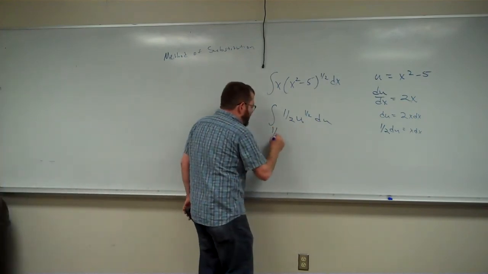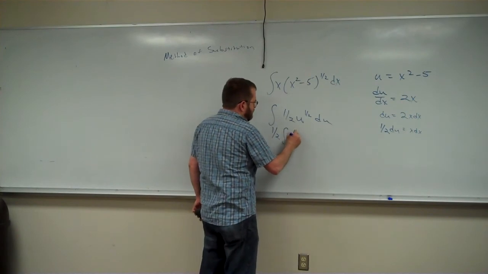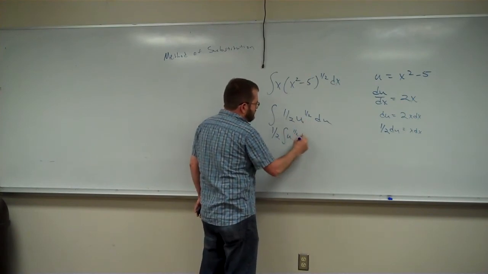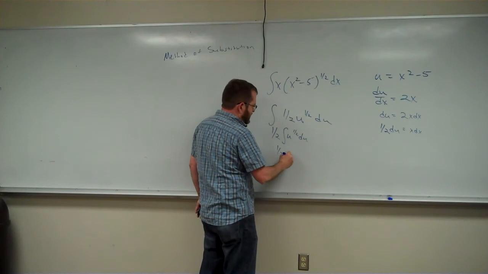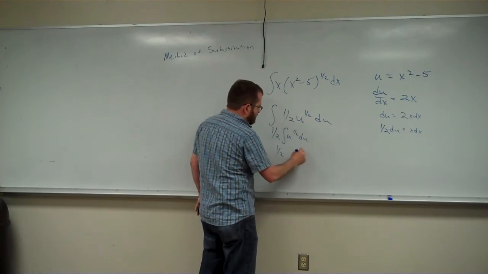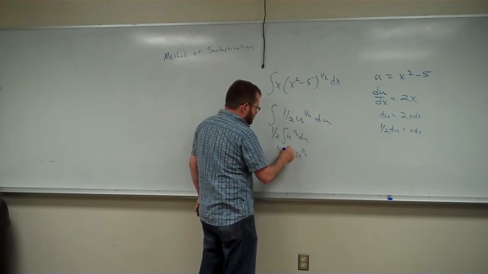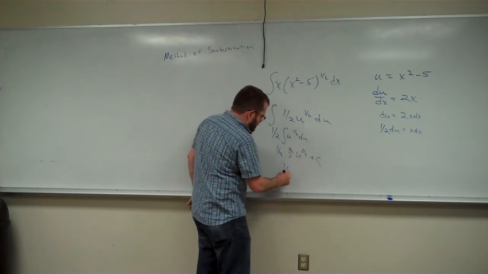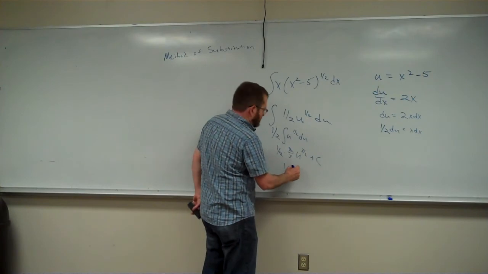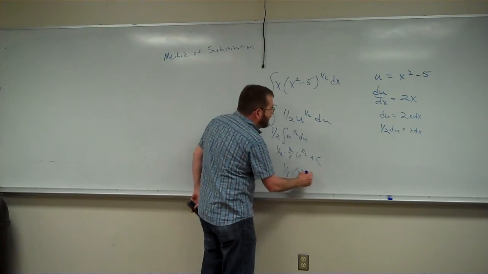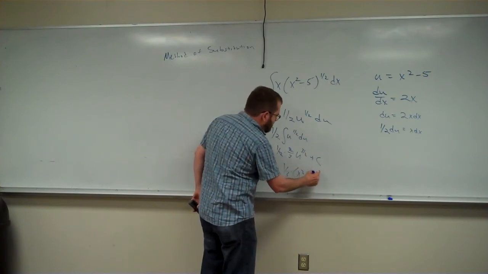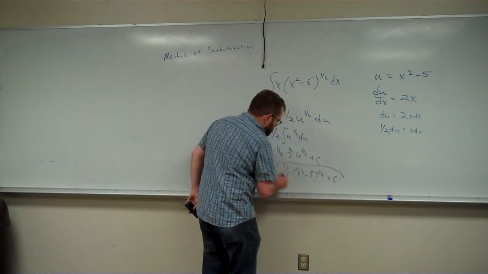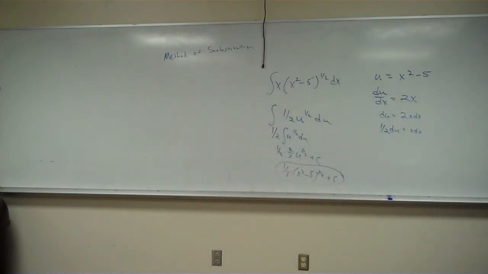So we have 1/2 the integral of u to the 1/2 power du, which is 1/2 times u to the 3/2 power over 3/2, plus c. Looks like this is 1/3 times (x squared minus 5) to the 3/2 power plus c. Just out of curiosity, is that right? Yeah, this is the right answer.